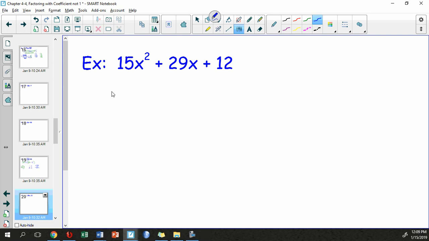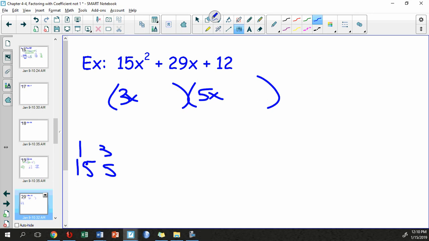Okay. Next example. 15x squared plus 29x plus 12. Do I have a GCF? No. Factors of 15 are 1 and 15, and 3 and 5. None of those are going to go into 29, are they? What factors should you use first? 3x, 5x.